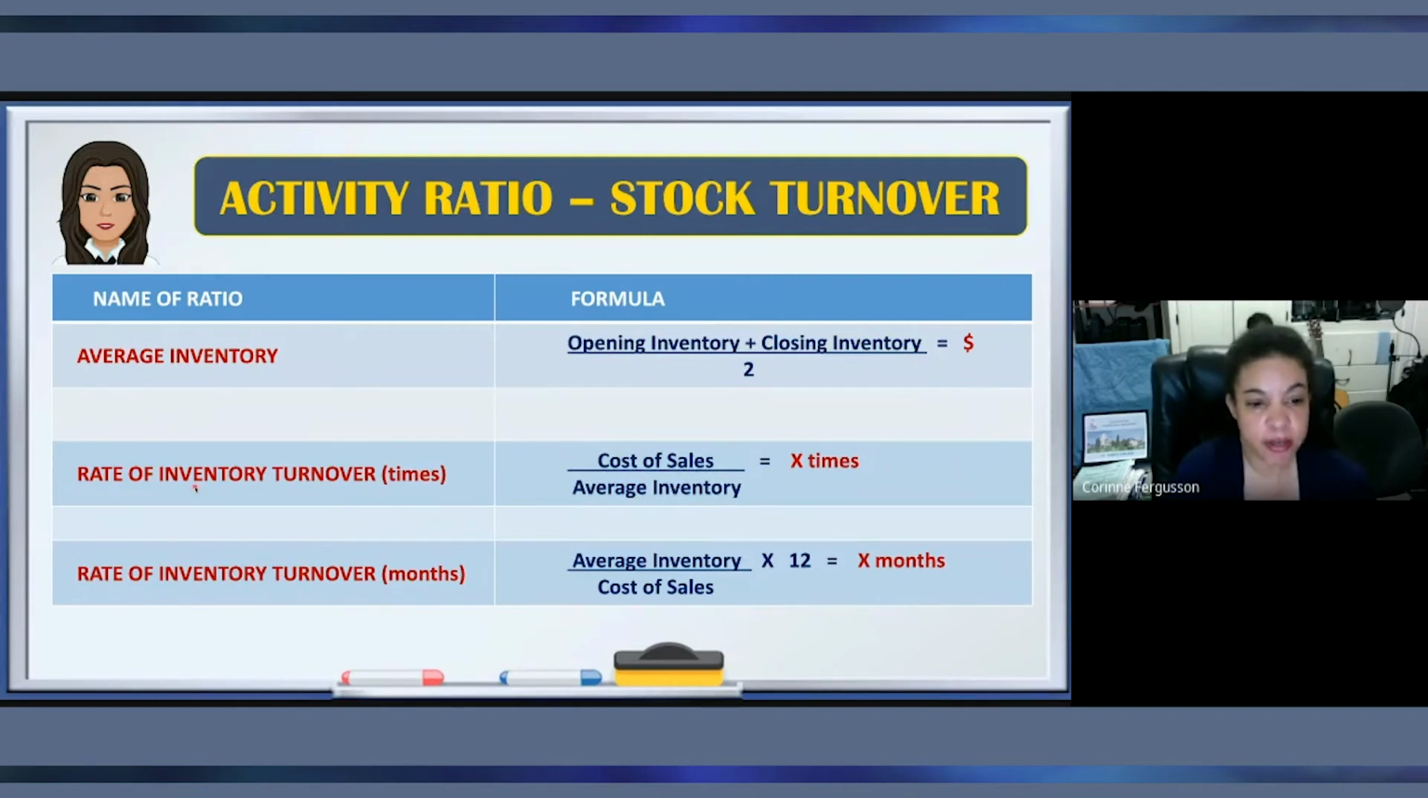So rate of inventory turnover, the main one that is given in your syllabus, is a very easy cost of sales over average inventory. So just memorize that. Cost of sales over average inventory.